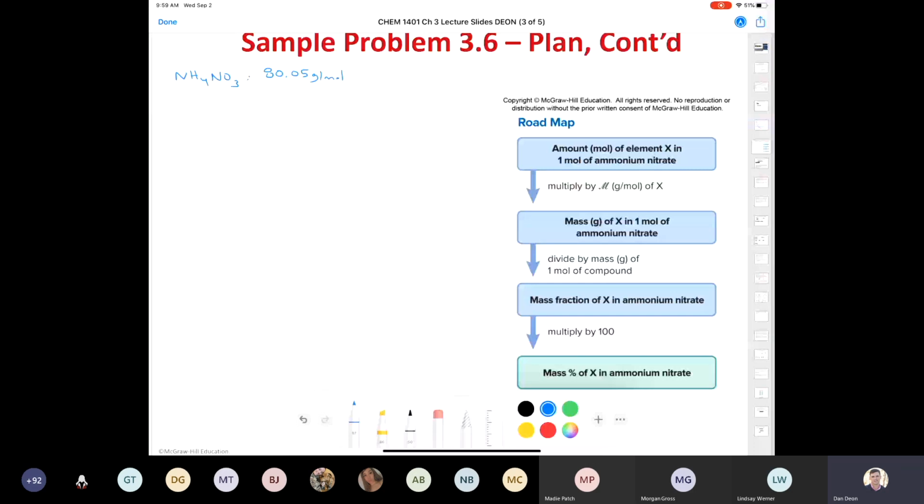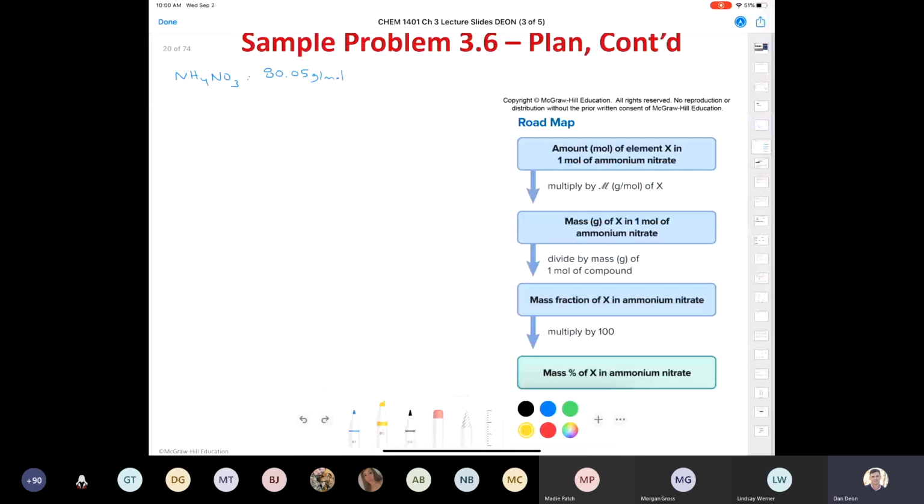Think about this. If you had 6.022 times 10 to the 23 formula units of NH4NO3, how much is it going to weigh? It's going to weigh 80 grams. 80 grams is maybe a little less than a quarter of a pound, so everybody in the room could pick that up and throw it. 80 grams doesn't weigh a lot. But in that 80.05 grams, how much of that mass is nitrogen, how much is hydrogen, and how much is oxygen?